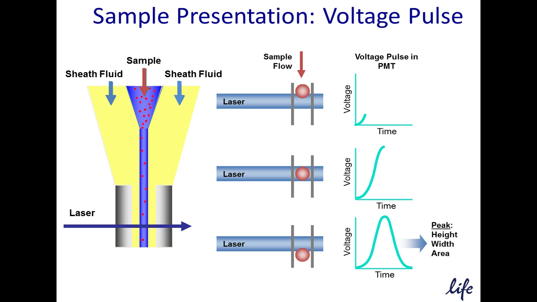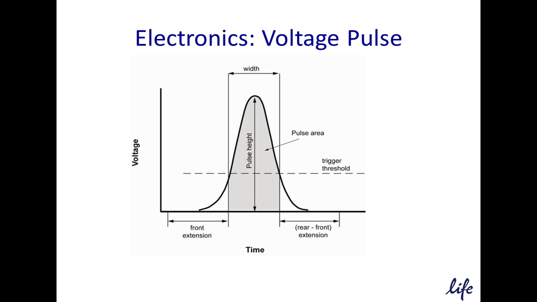When the cell begins to enter the laser beam, the signal intensity is low because only a small portion of the particle scatters the light. As the pulse reaches its maximum, when the cell is in the middle of the laser beam, the whole particle scatters the light. And finally, as the cell or particle exits the beam, the signal starts decreasing and eventually trails off below the threshold.